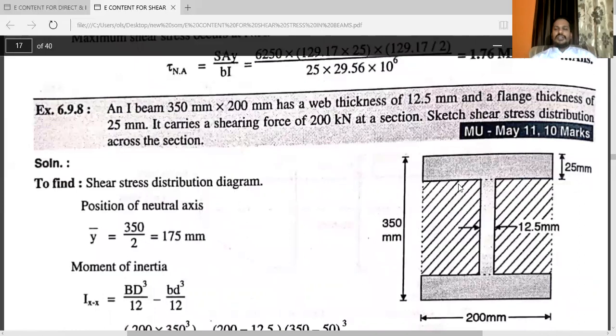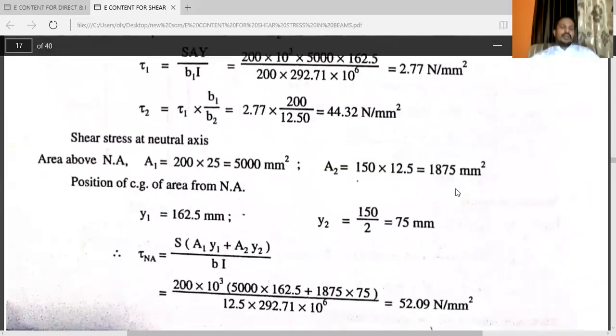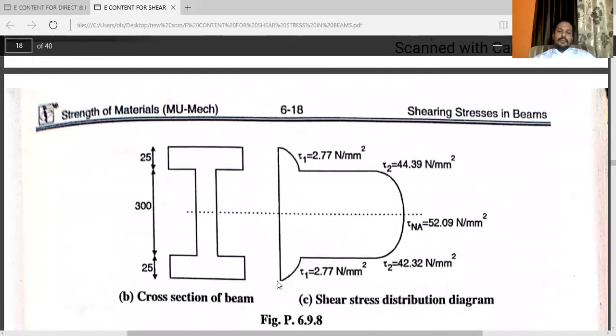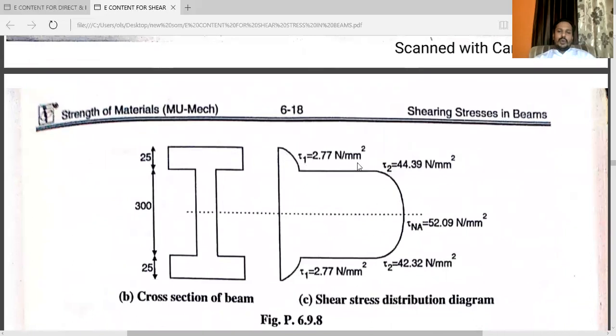You can see this is the I section. For I section, the condition is again same. Only you have to focus on the shear stress distribution diagram. See, this one is tau 1, tau 2, this is the neutral axis. Again, the conditions are same. While taking Y, take the Y distance, take proper care.